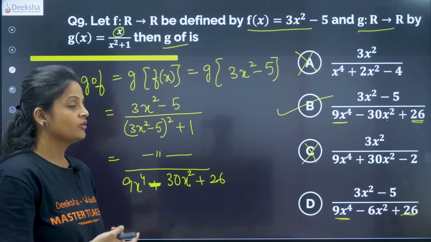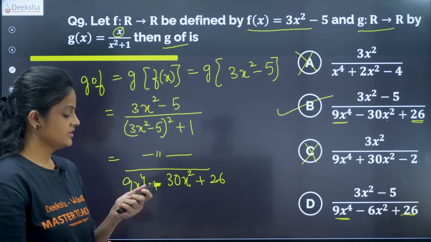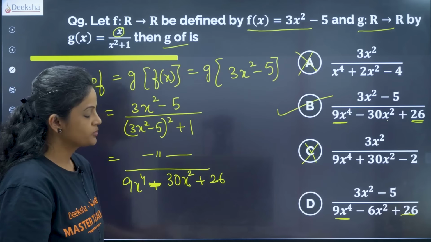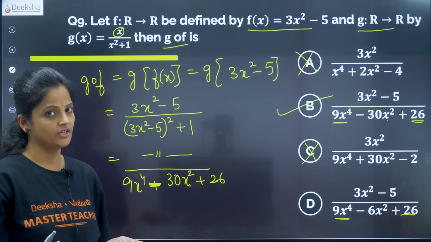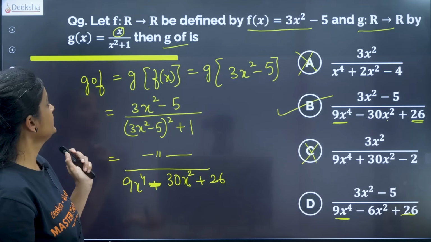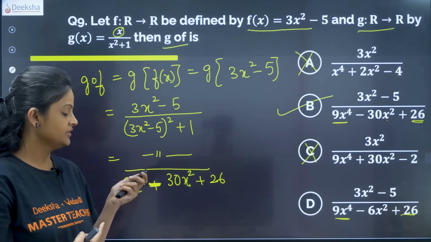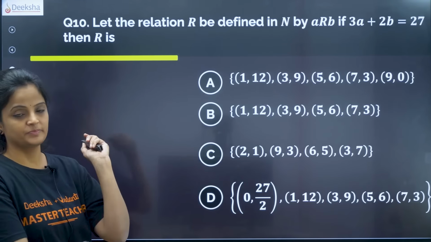A lot of option B's are there in this paper. Observe that. And option D has minus 6. Nowhere are we getting minus 6, right? Ready for the next question? Let's see the next question.